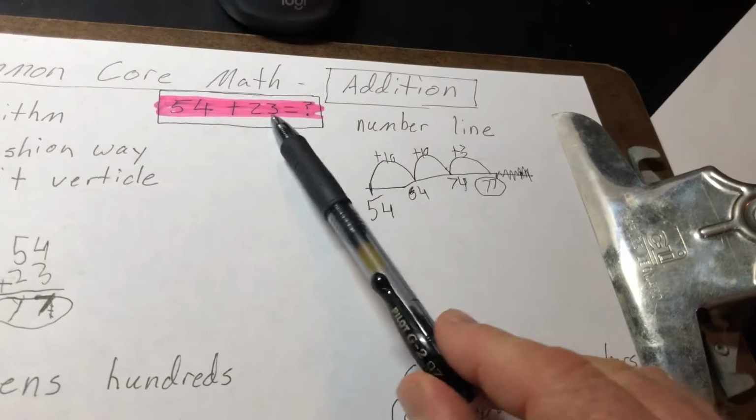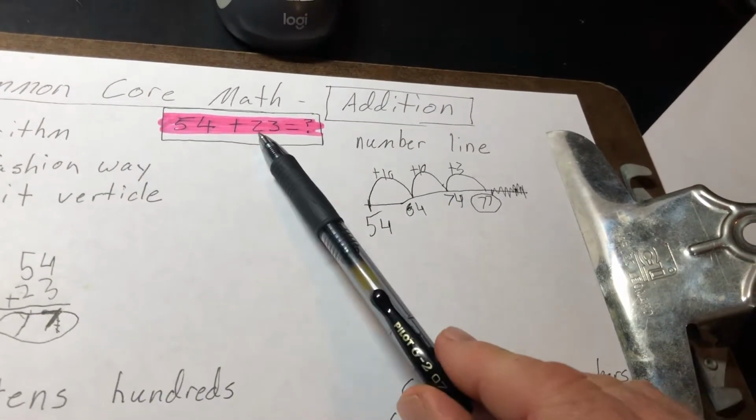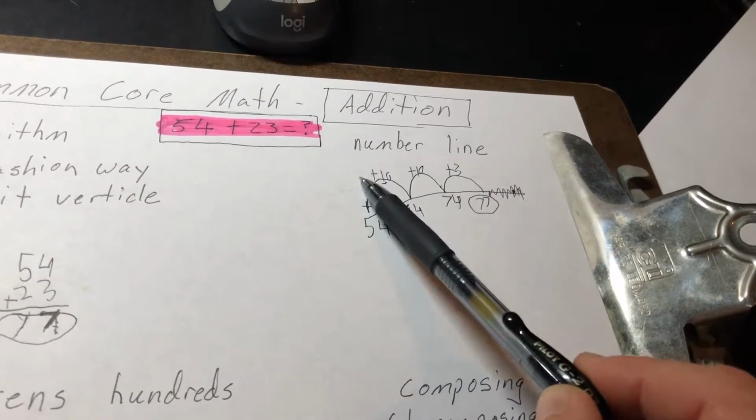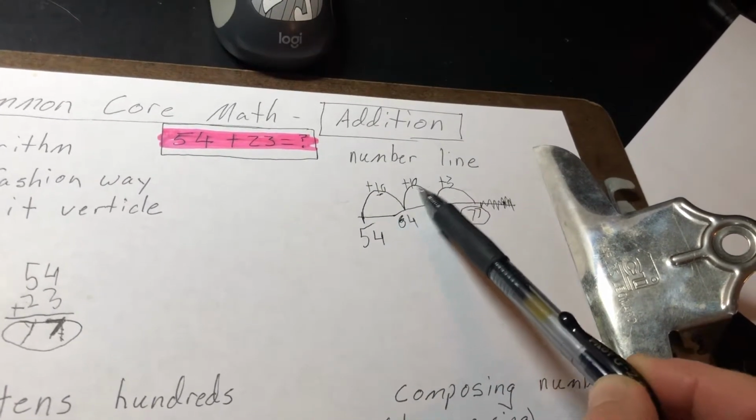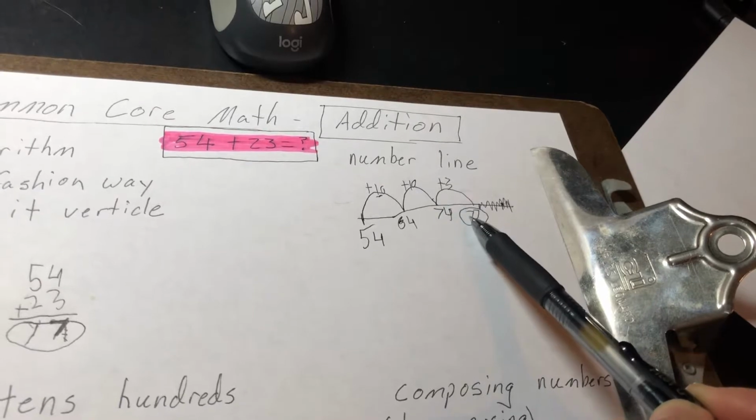Because it's too big of a bite or too big of a jump. So let's break it into easy jumps, and jumping that 10, as we know, is pretty easy. 54 plus 10 is 64, plus 10 more is 74, plus 3 is 77.